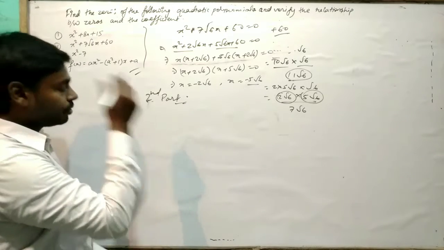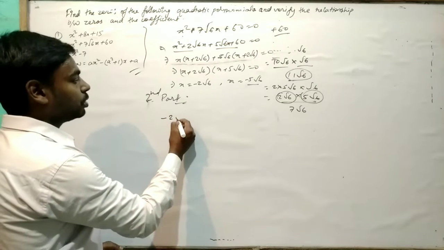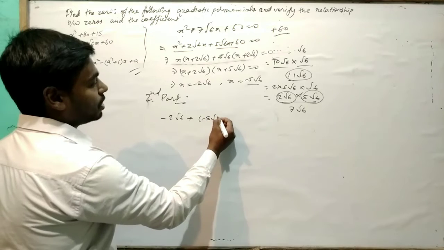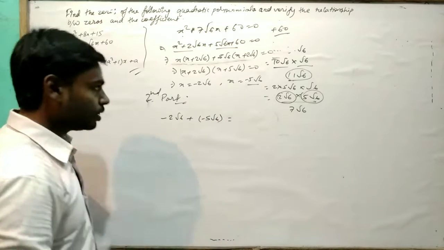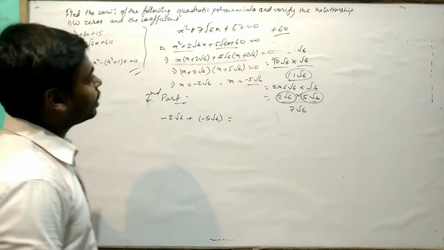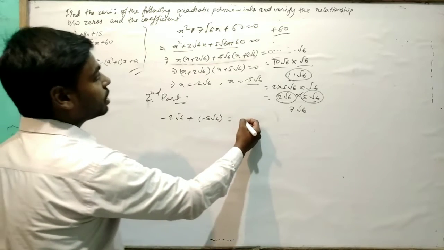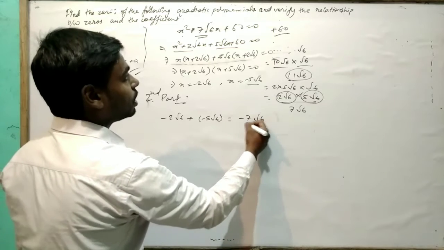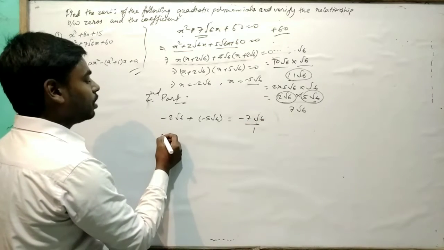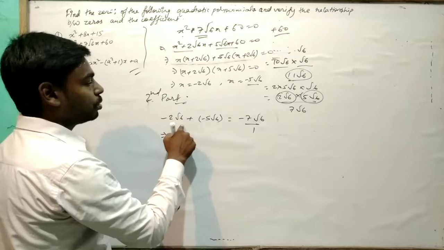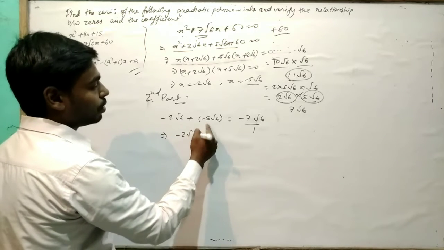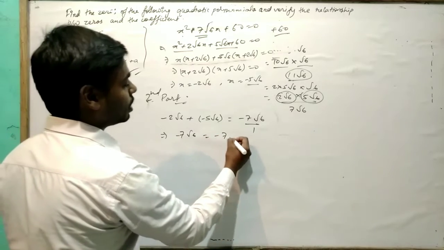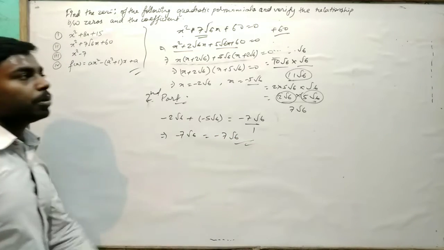Sum of zeros is minus 2 root 6 plus minus 5 root 6, which is equal to minus b by a. Minus b by a, which is what? Minus b, minus 7 root 6, by a, 1. Here we get minus 2 root 6 and minus 5 root 6 directly. Minus 7 root 6, minus 7 root 6. It is verified. Now product of zeros.